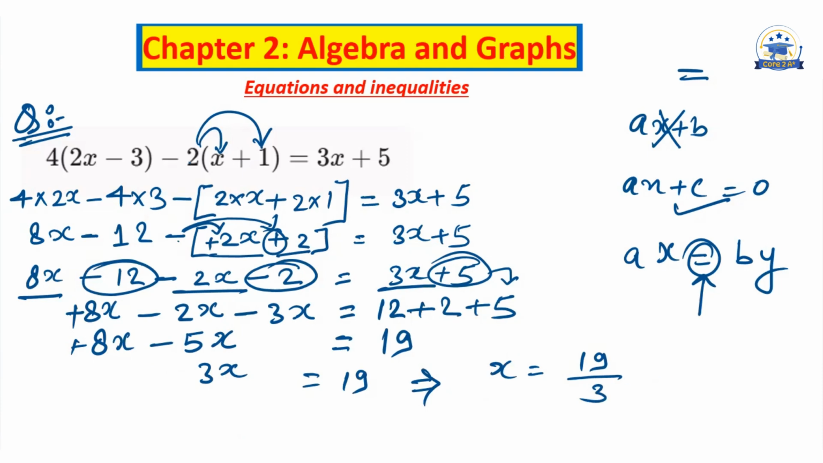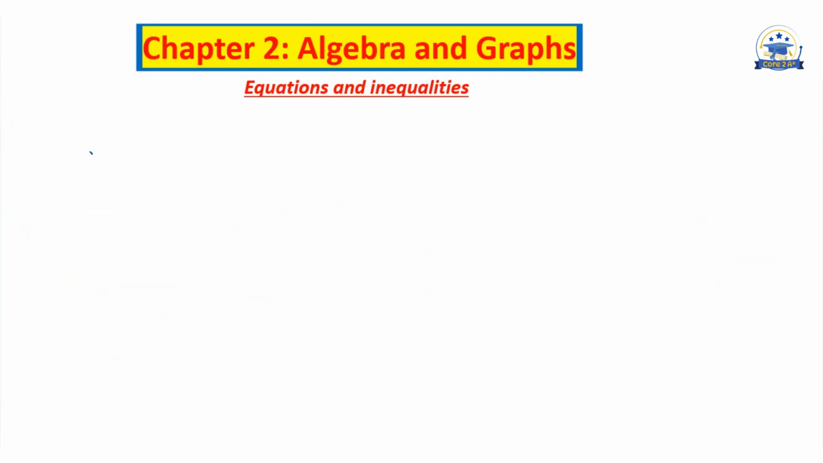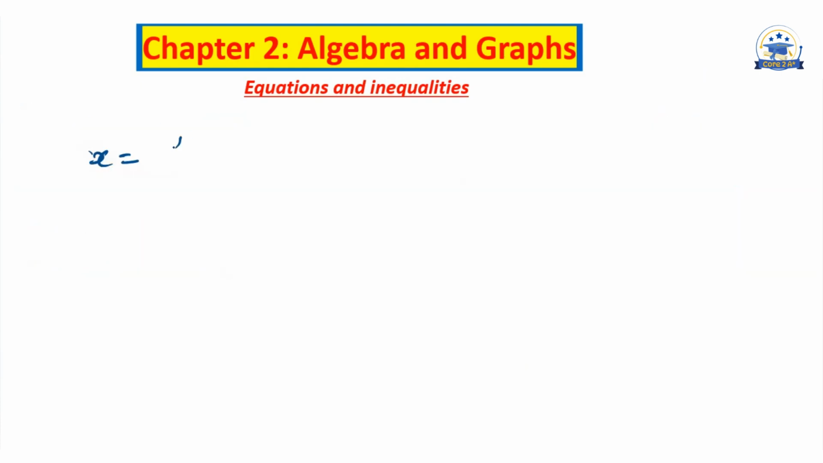And this is an improper fraction. Okay, so this could be an answer, no worries, but this is a more professional way to write. Professional way means correct way, right? 19 over 3.